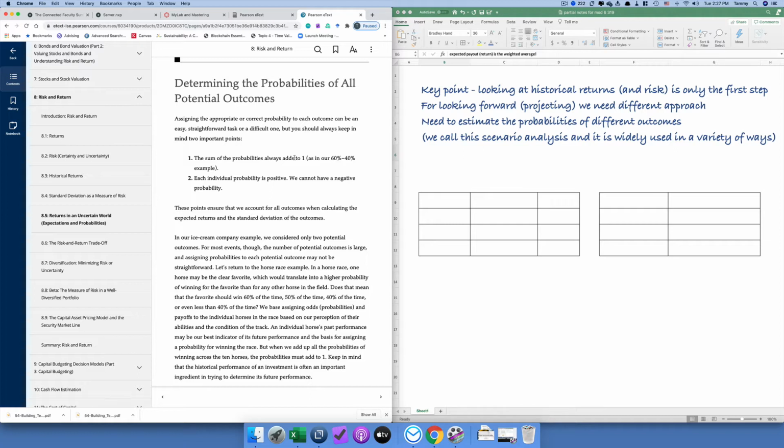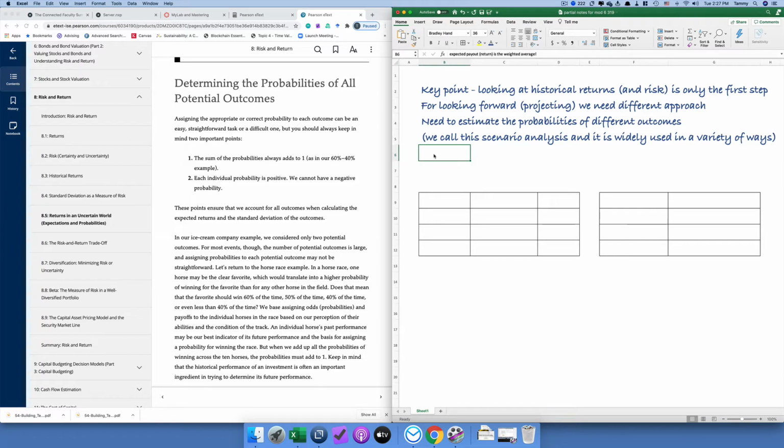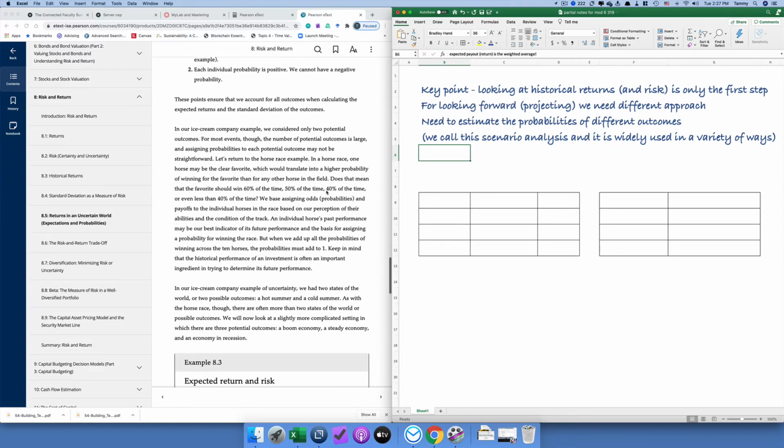Okay, so with that in mind, then, if you think back to quantitative decision-making class, we had you do something called a weighted average. And that's basically what we're doing here. We're calculating a weighted average return where the weights are the probabilities of the different states of the world. Okay, so here we have an example.